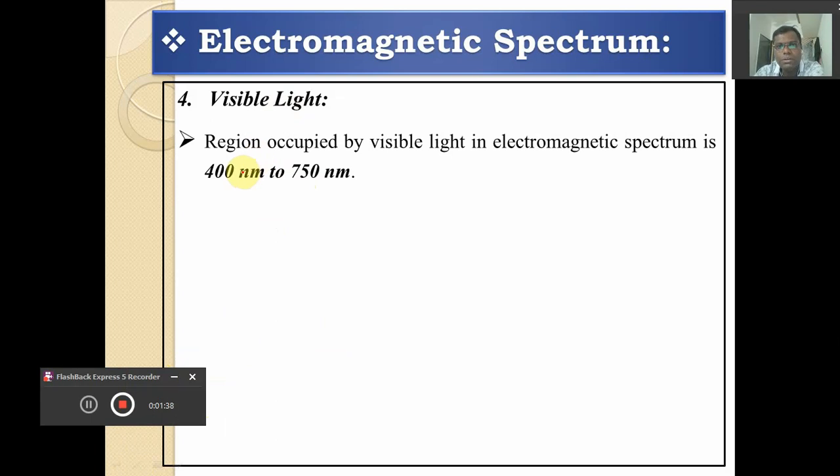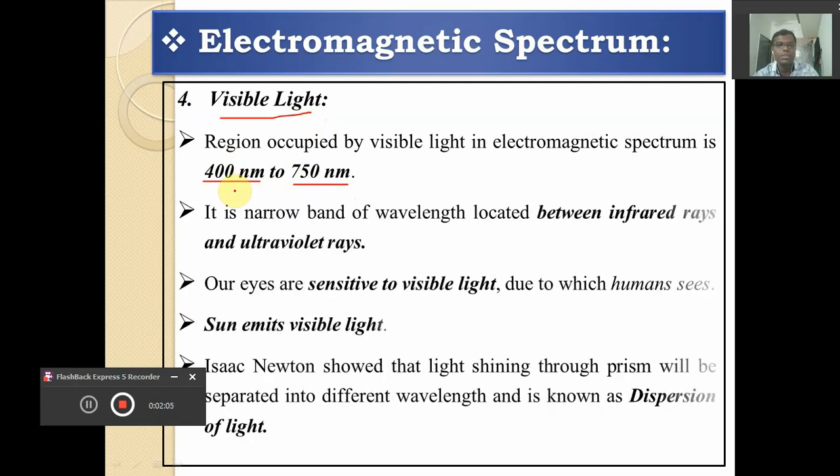If you look at the electromagnetic spectrum, then visible light occupies the region from 400 nanometer to 750 nanometer. Dear friends, in some books you may find this as 780 nanometer or 800 nanometer. So this region extends from 400 nanometer to 750 nanometer or 800 nanometer.